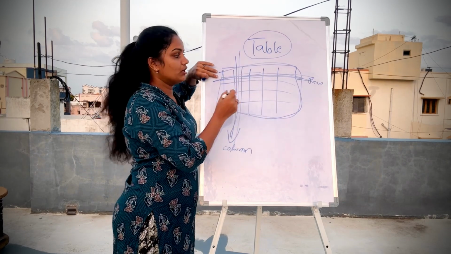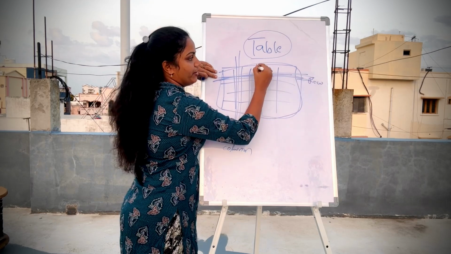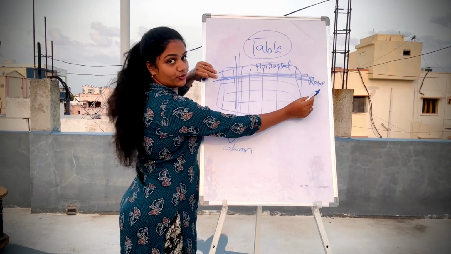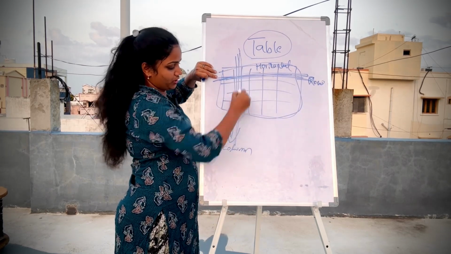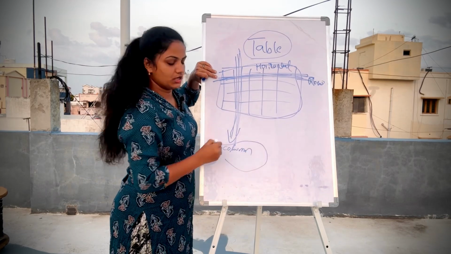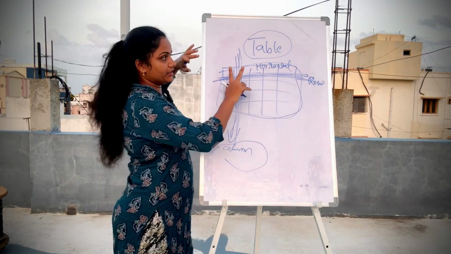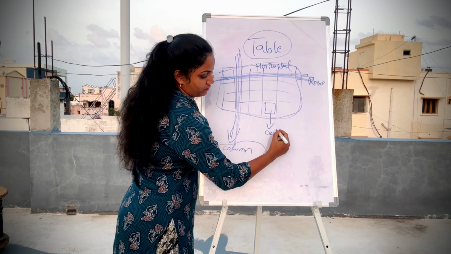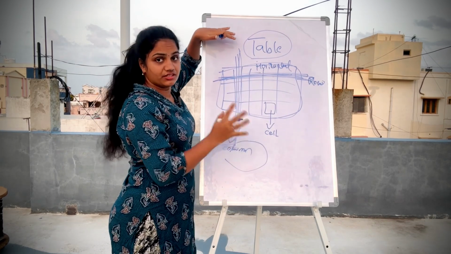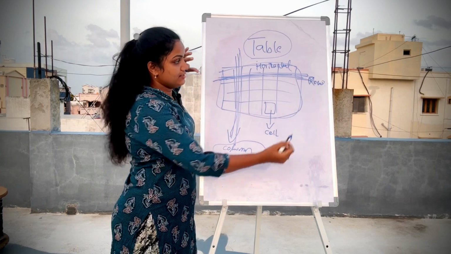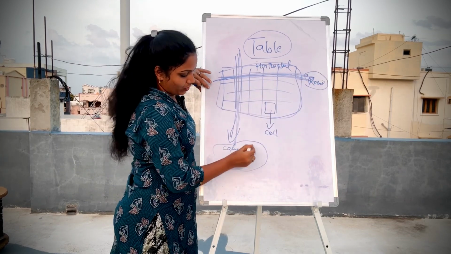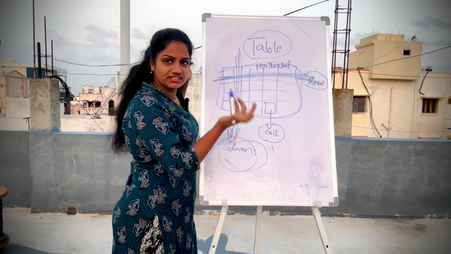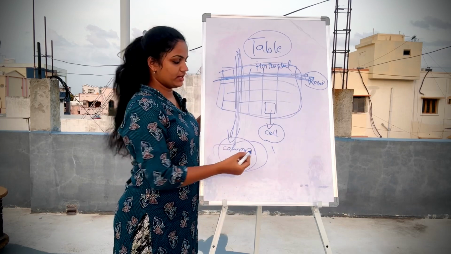What is row? The horizontal portion. The horizontal portion of table is known as row, and the vertical portion of table is known as column. That's it. And here we are discussing one more thing, that is cell. In the table, we consist three arguments such as row, column, and third one is cell. What is cell? The intersection of rows as well as column is known as cell.